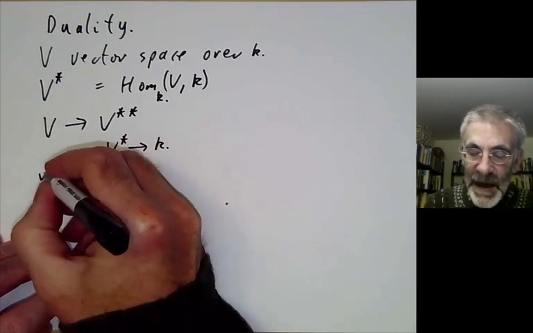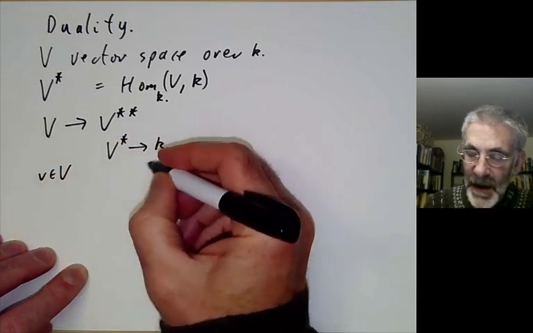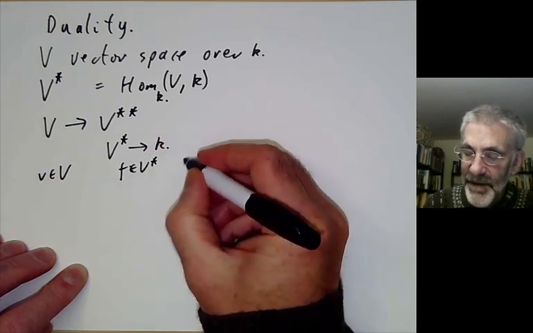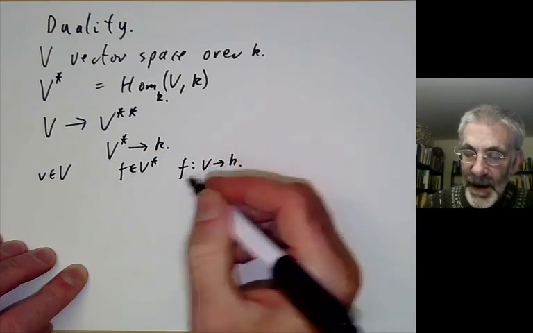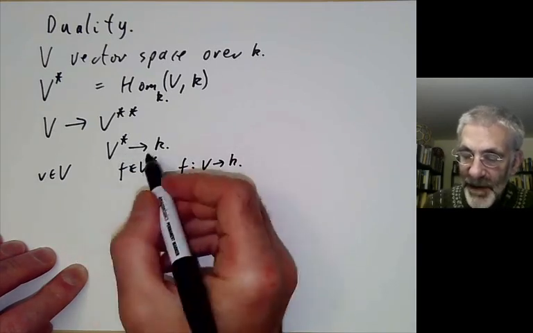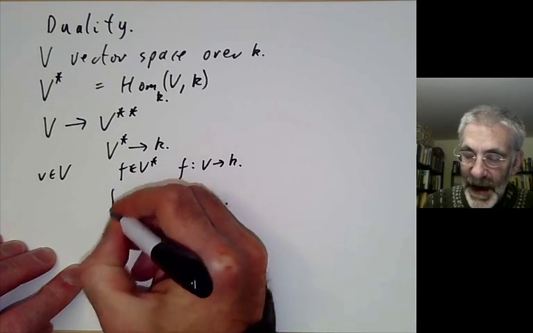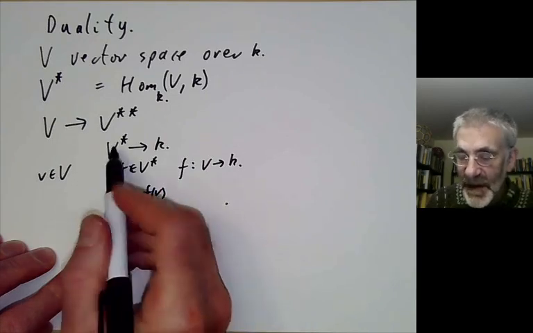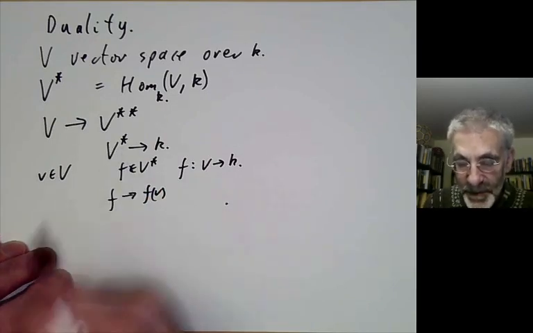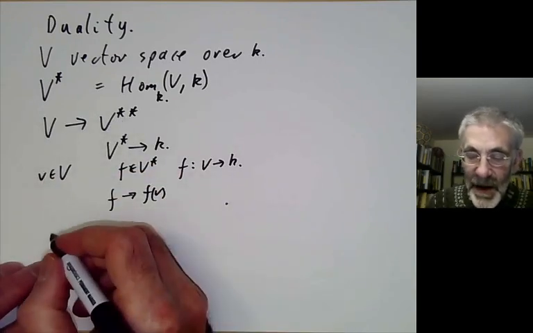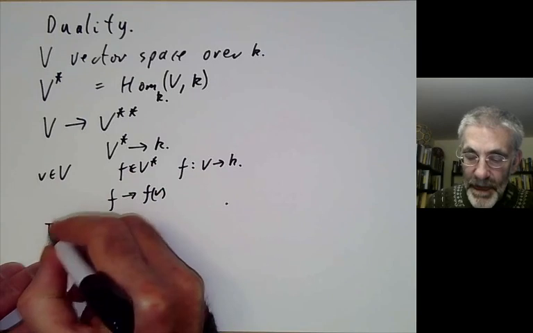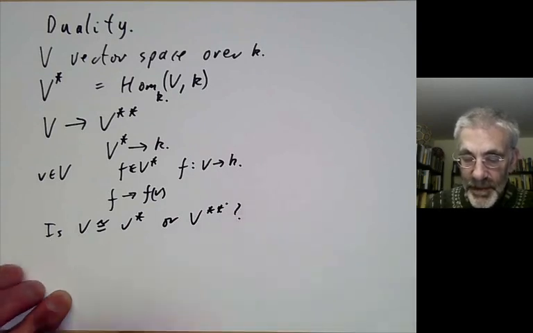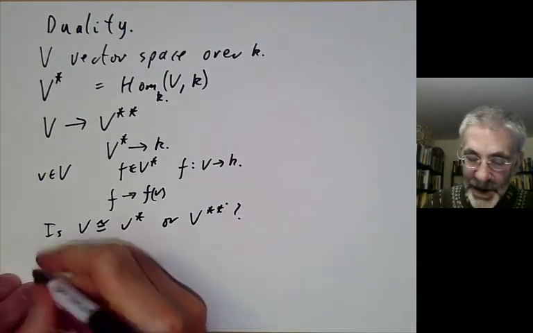And if we've got an element v in V and an element f in V star, so f goes from V to K, then we can map f to K by mapping f to f of v, and this is linear in f, so this map from f to f of v gives you a linear map from the dual of V to K. So there's always a natural map like this. And now we can ask, is V isomorphic to its dual or the double dual? And if V is finite dimensional, the answer is yes.